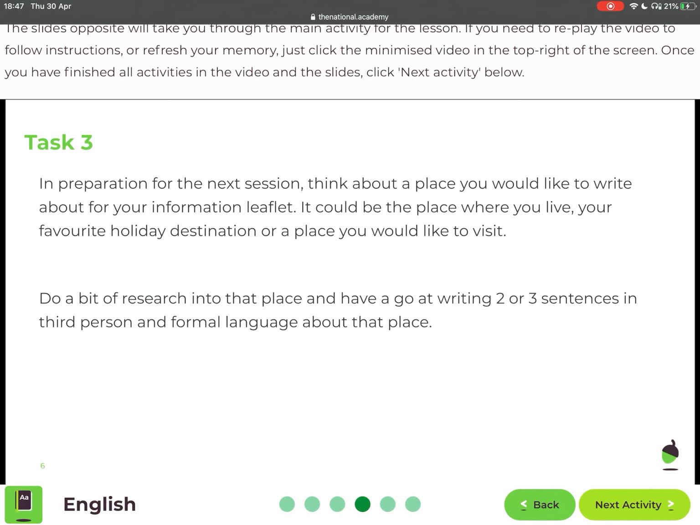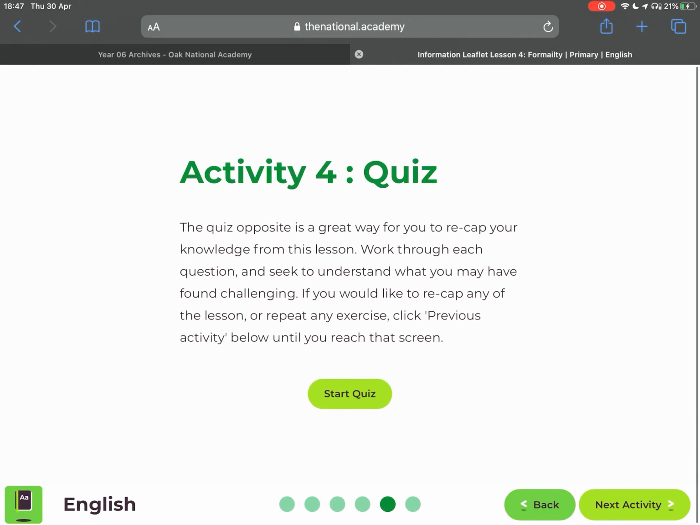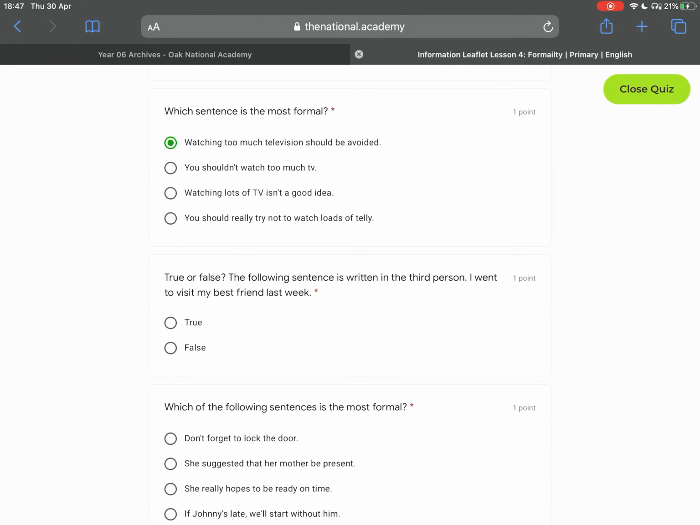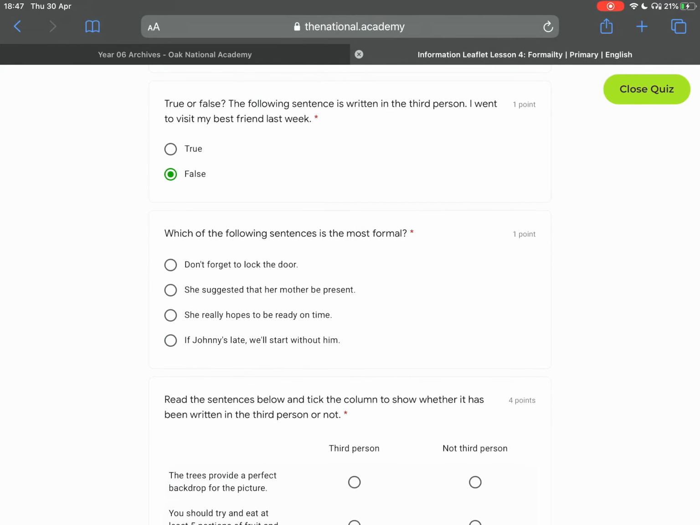So after that, go mark your 2 activities. You can't mark your third activity as the teacher doesn't know what you did. However, after you marked it, you've got your quiz here. Which sentence is the most formal? It should be: watching too much television should be avoided. True or false? The following sentence is written in the third person: I went to visit my best friend last week. That would be false.